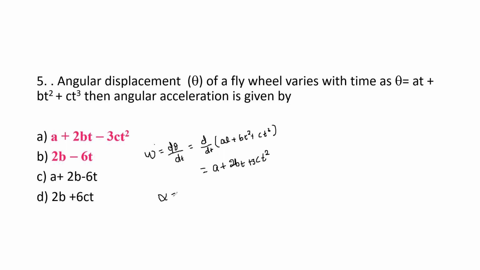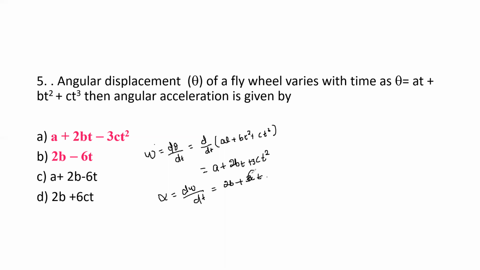Angular acceleration is given by what? Alpha is equal to d omega divided by dt. That is equal to, so second time differentiation of the same equation, it becomes 2 into b plus 3c into t. Here already 3 is there, into 2, that is 6. It becomes 6ct.